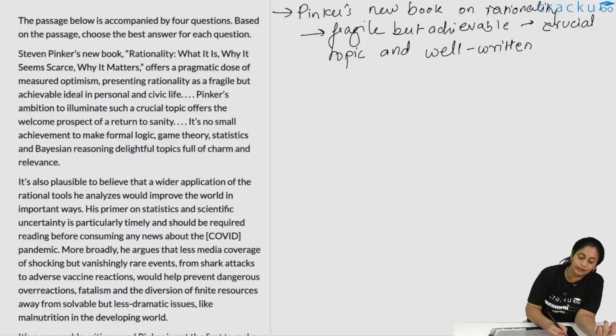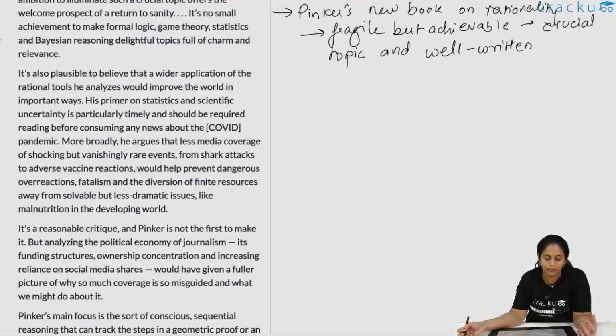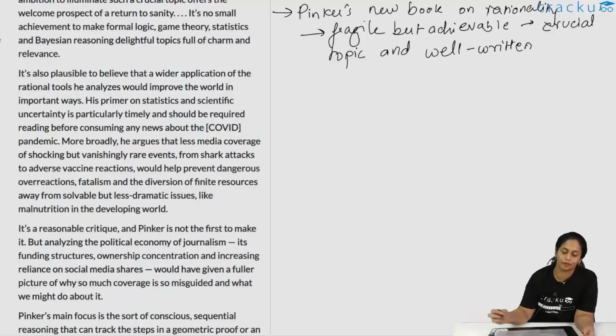Now let's take a look at the next paragraph. It is also plausible to believe that a wider application of the rational tools he analyzes would improve the world in important ways. His primer on statistics and scientific uncertainty is particularly timely and should be required reading before consuming any news about the COVID pandemic. More broadly, he argues that less media coverage of shocking but vanishingly rare events, from shark attacks to adverse vaccine reactions, would help prevent dangerous overreactions, fatalism and diversion of finite resources away from solvable but less dramatic issues like malnutrition in the developing world.